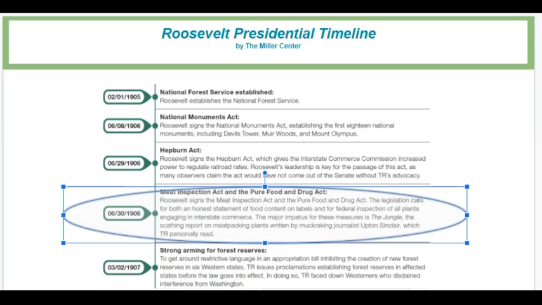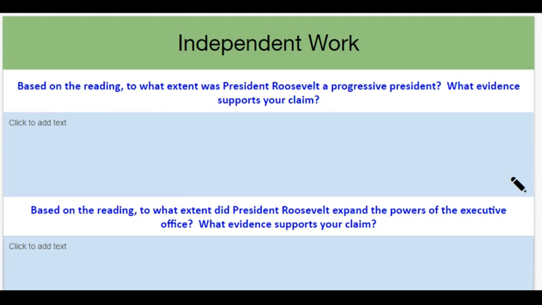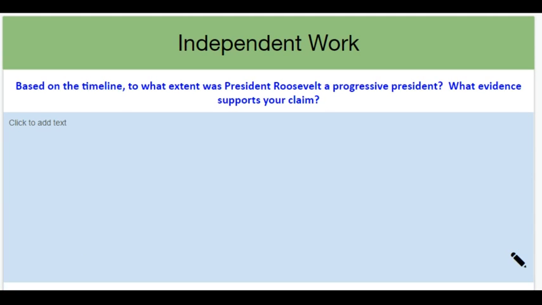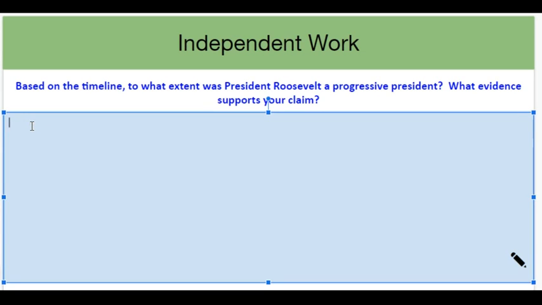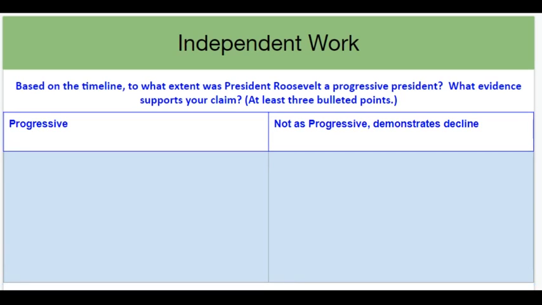So now going back here. Again, your teacher might ask you to do this, but we're not going to worry about that. See that normal click to add text? But based on the timeline, to what extent was President Roosevelt a progressive president? Whatever supporting claim. Now, personally, when I see this, and I know I read that question really fast, I'd be like, what? I circled 3 things. What am I doing? I need to think about things, right? So let's try this again. Based on the timeline, to what extent was President Roosevelt a progressive president? What evidence supports my claim?